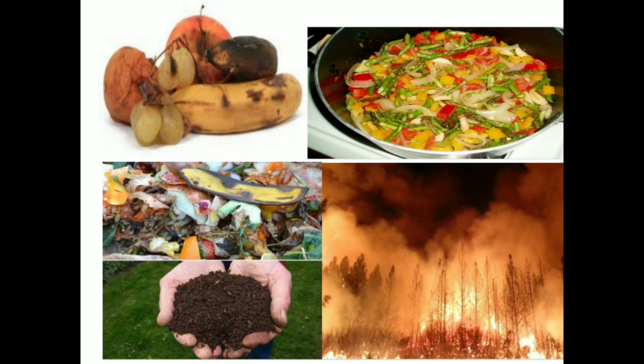Here are some of the examples that you can see. This is your ripening of fruits. This is your rotting of fruits, that is your undesirable change. This is cooking of food, that is your desirable change. And this process here, you can see the third picture, is making of manure by using these waste. So this is your desirable change. And the fourth example we have taken is of forest fires. These are undesirable change.